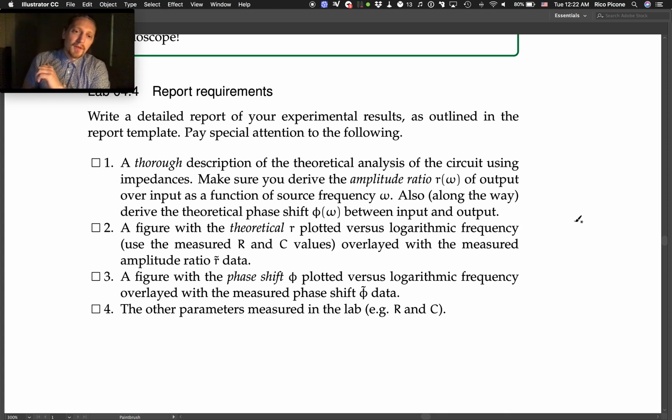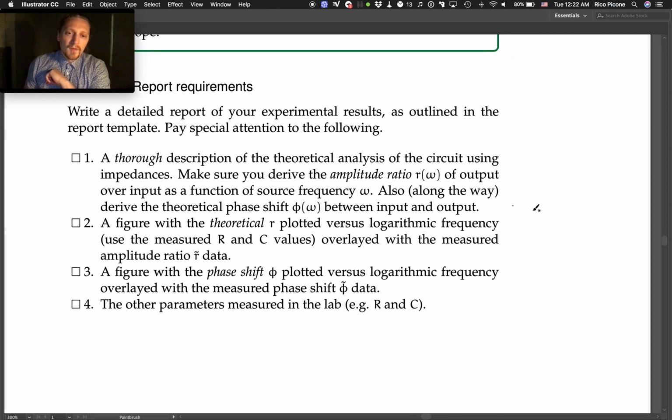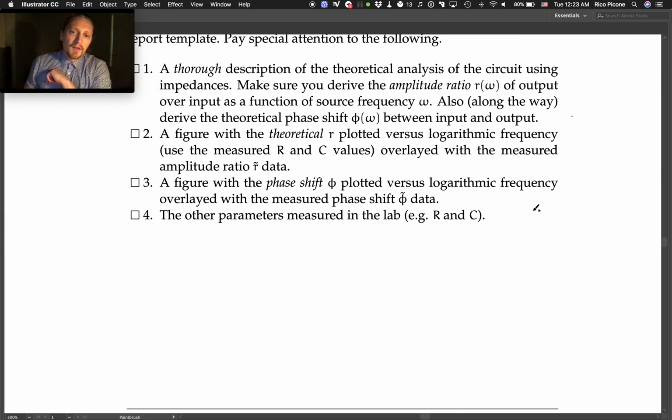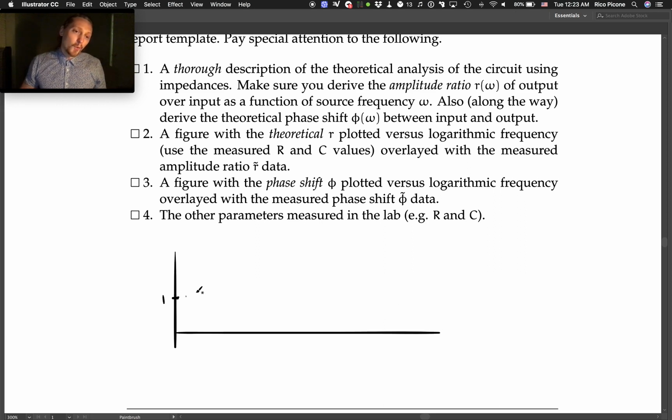You should have one with the amplitude ratios, and the one with the amplitude ratios might look like this. It should start off somewhere around 1 at low frequencies. You're not going to go to 0, so it's down here. And then it's going to have a peak, and then it's going to drop down. It'll look something like that.